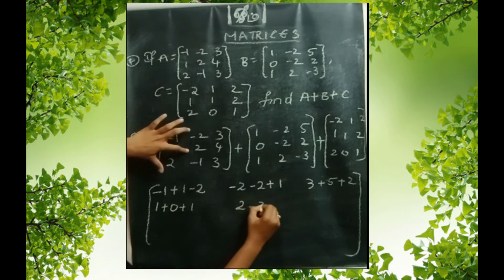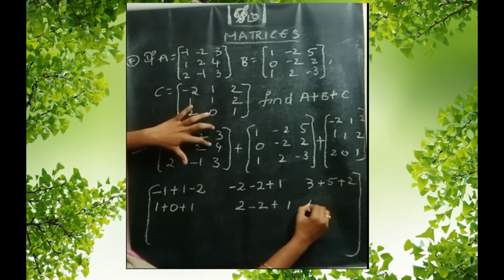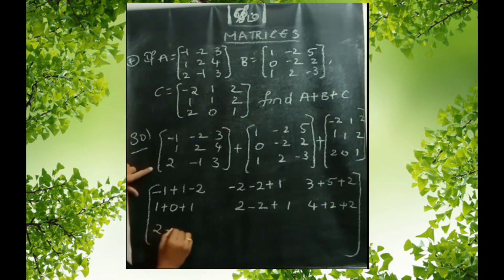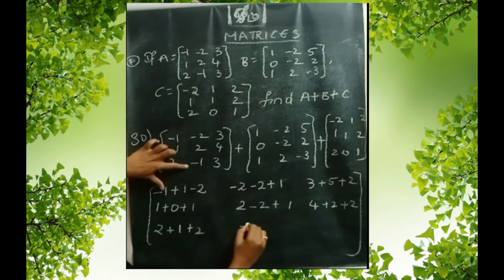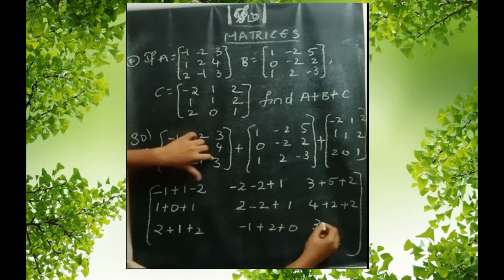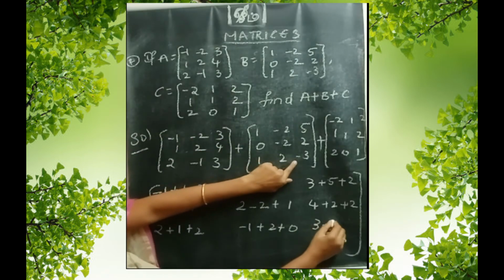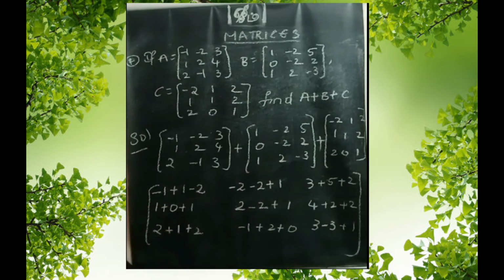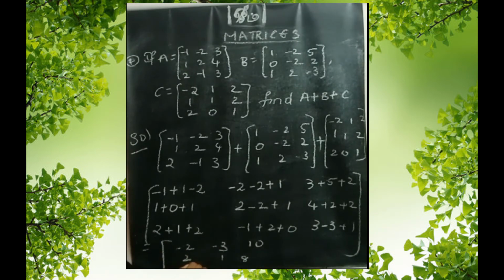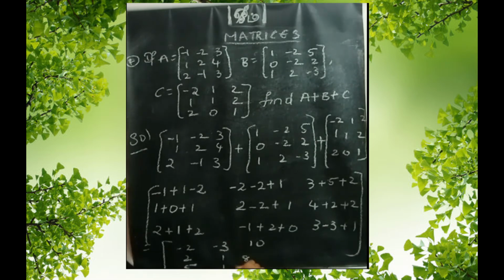2 minus 2 plus 1. 4 plus 2 plus 2. 2 plus 1 plus 2. Minus 1 plus 2 plus 0, 3. Here placing 2 minus 3 plus 1. Then you will get 2, 1, 8, 5, 1, 1.